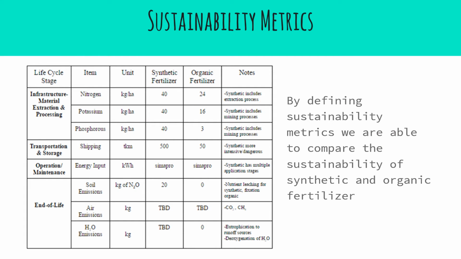The metrics we established to analyze the impact of the two fertilizers based on the three pillars of sustainability are the nutrients, being nitrogen, potassium, and phosphorus, in units of kilograms per hectare, the energy input in kilowatt hours, and the soil, air, and H2O emissions in kilograms. We developed these metrics based on the parameters of our life cycle inventory. The life cycle stages of the product we account for with our metrics are extraction and processing, transportation and storage, operation and maintenance, and the end of life.